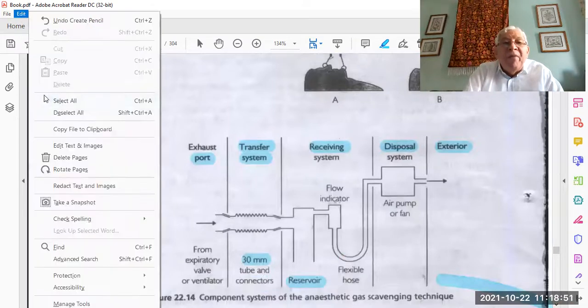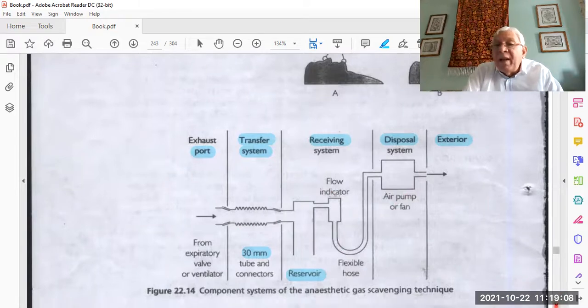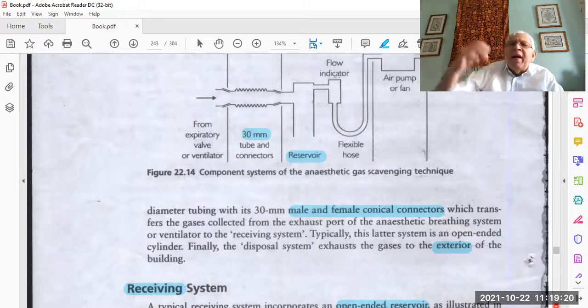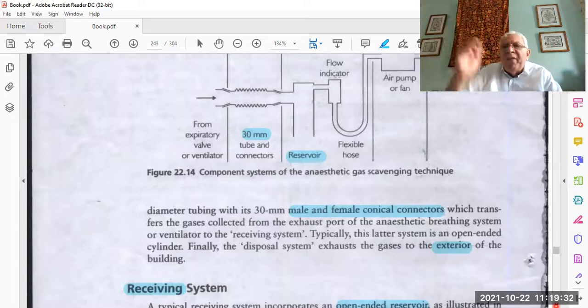And this is another method where we have a container reservoir that collects that, and we have a tubing system, as we said before, of 30 millimeter, and then we have an air pump to exhaust this outside the theater. Of course, the problem is this exhaust is always made in the upper part of the room, and the anesthetics are high density, and this density may make a back pressure to the patient. So we must have some sort of grill at the exit to remove this exhaust.